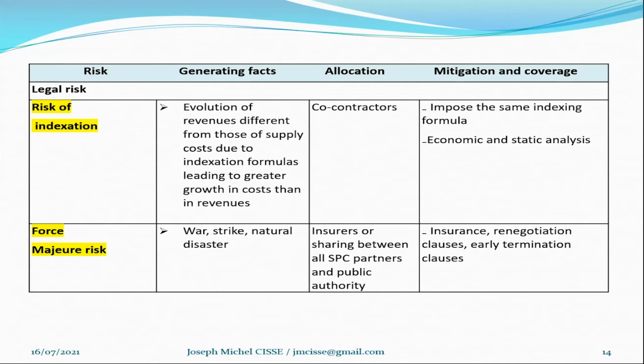Force majeure risk. This is war, strike, natural disaster. Insurance or sharing between all SPC partners and public authorities, who must share all of this risk. Then the mitigation will be insurance, renegotiation clauses, earlier termination clauses.